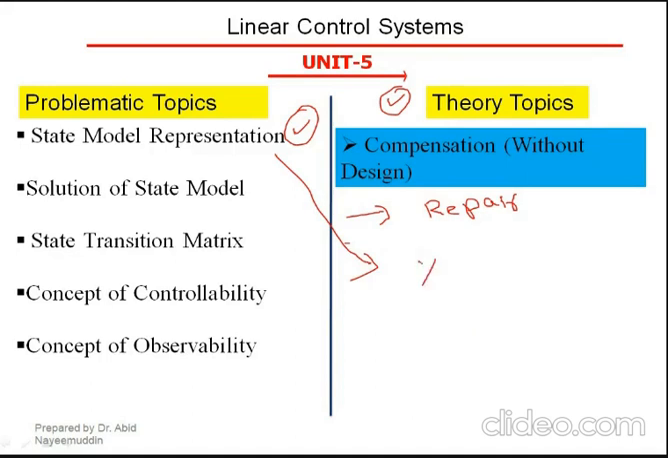What does state model mean? Representing the given system in state variables in this format: x dot is equal to Ax plus Bu, where u is the input and x is the state variable. What is a state variable? I explained clearly that the variables which vary with respect to time in the given system can be considered as state variables.